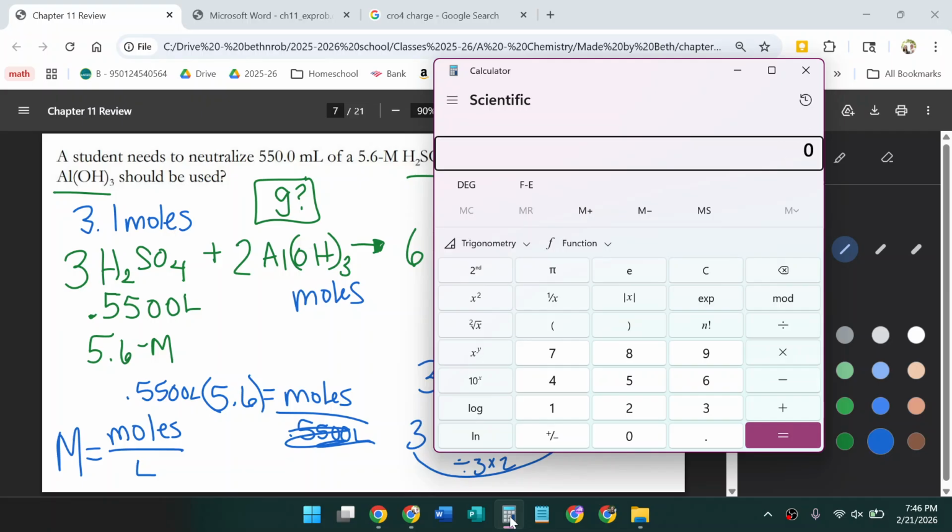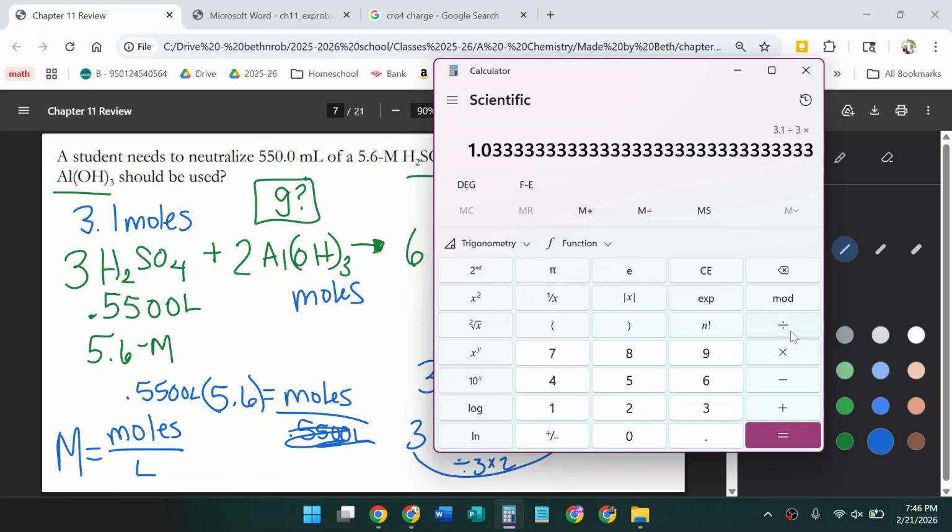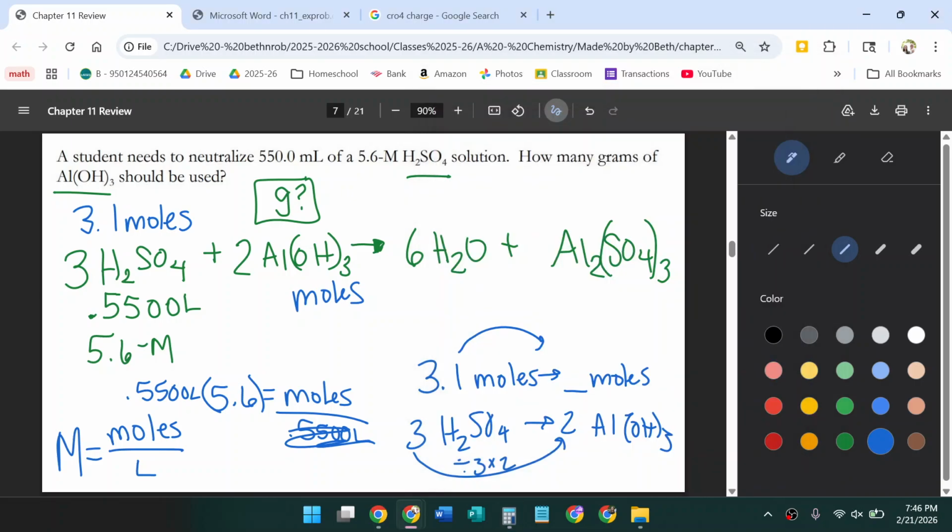I have to clear this out because I don't want it to say 3.8, because I want the rounded number. So clear, 3.1 divided by 3, times 2. Oh shoot, I didn't put the divide symbol. And I could only keep 2 significant figures, so it's going to be 2.1. So I'll have 2.1 moles.